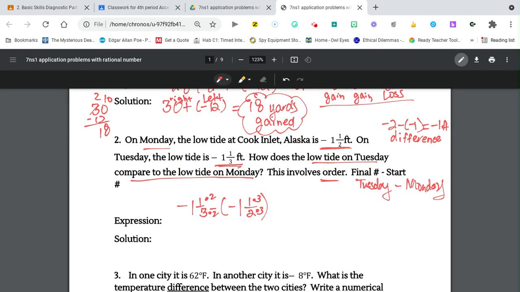Now, this would give us, and this is the expression, we will end up with -1 and 2/6 minus -1 and 3/6. So this goes left. This goes right. I'm going to subtract. When you subtract, please put your larger group on top. It's more to the right.